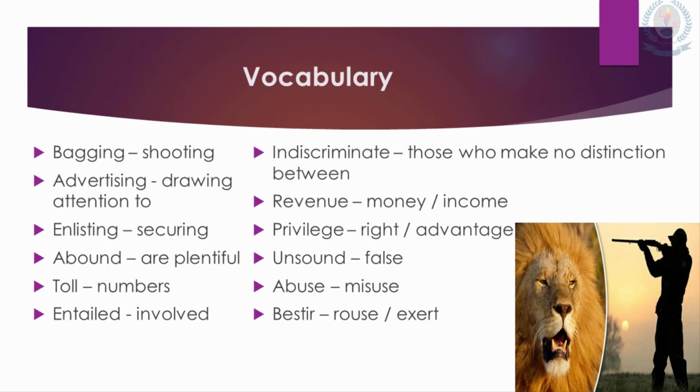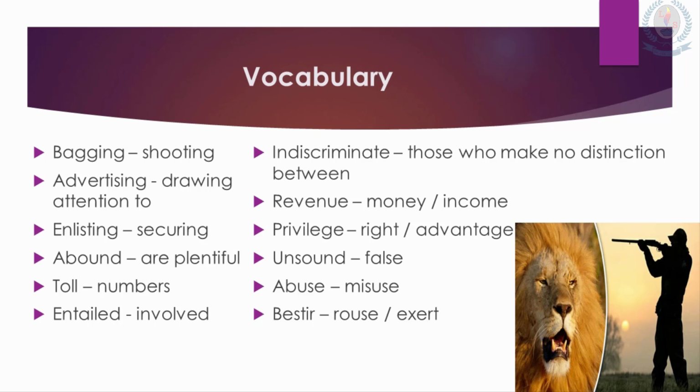Third word, enlisting. Enlisting means securing. Next word, abound. It means are plentiful. Next word is tall. Do you know the meaning of tall? Yes, it means numbers. Next word, entailed. Entailed means involved. Indiscriminate. What is the meaning of indiscriminate? It means those who make no distinction between. Next word is revenue. Revenue means money or income.